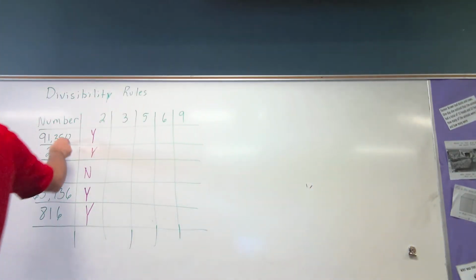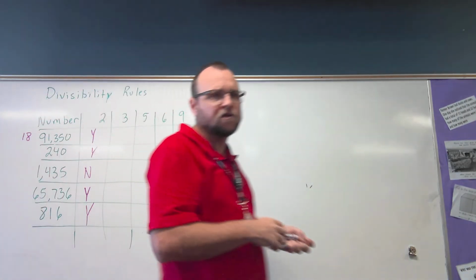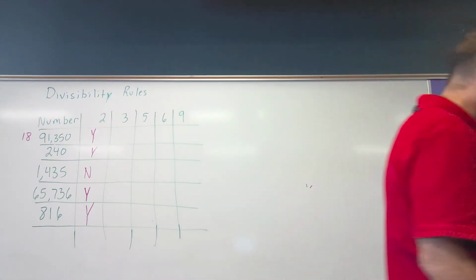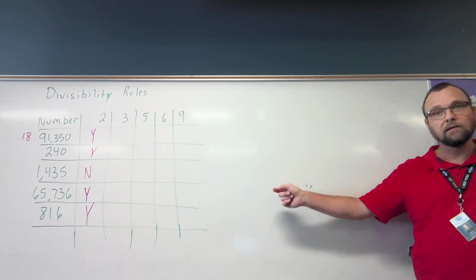Kieran, can you add these numbers together for me? 9 plus 1 is? 10. Plus 3 is? 13. 13 plus 5? 18. The sum of the digits in 91,350 is 18.